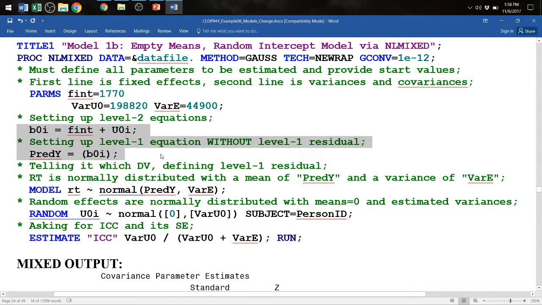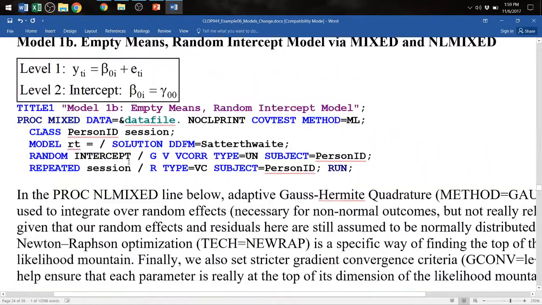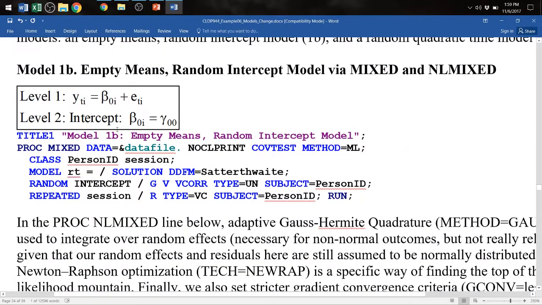So this looks like the multi-level equations that we've seen thus far, where level 2 is first here. So I have B0I equals fixed intercept plus random intercept. And then I have pred y, which is the predicted value at level 1, equals my random intercept. So this is the same idea as what's in this equation here, just in words.